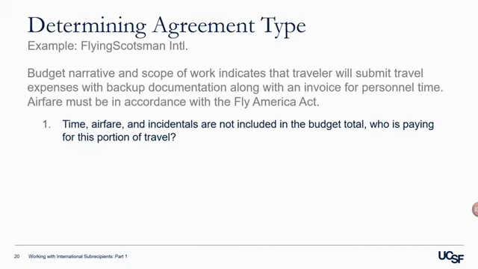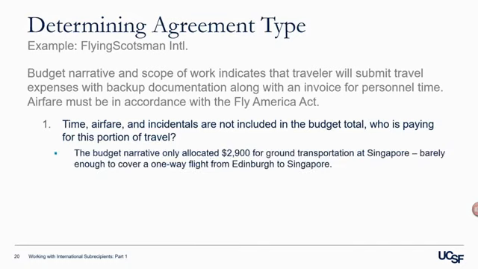I believe that only $2,900 was budgeted for ground transportation at Singapore. And believe it or not, $2,960 is the total of a one-way ticket from Edinburgh to Singapore. So it barely covers a one-way flight from Edinburgh to Singapore.